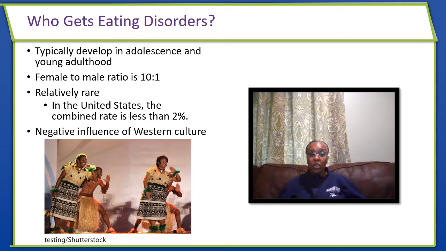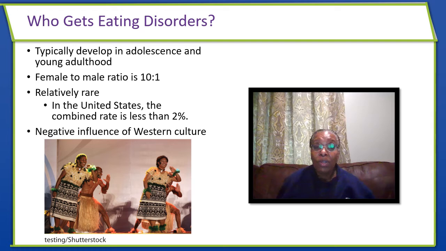So looking at who might be diagnosed with eating disorders, this is generally occurring during adolescence and young adulthood. The female to male ratio is 10 to 1. And it's pretty rare here in the US, where the rate is less than 2%. And it's due to negativity in Western cultures, like the media can be a big reason for it.